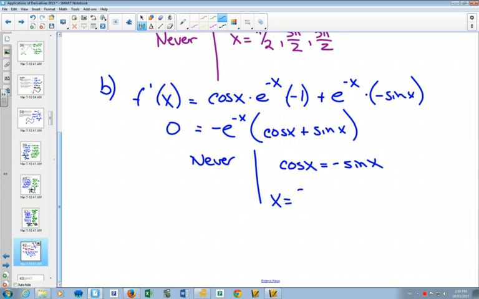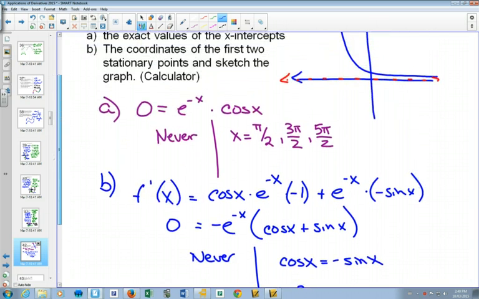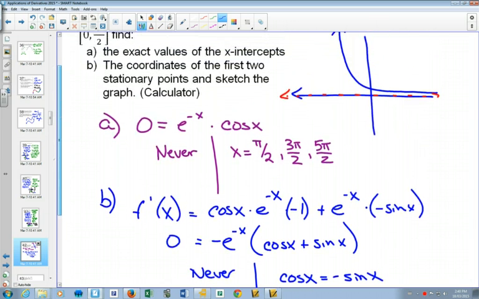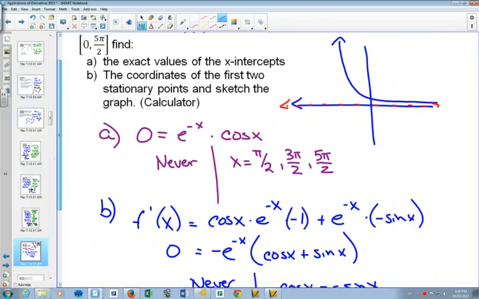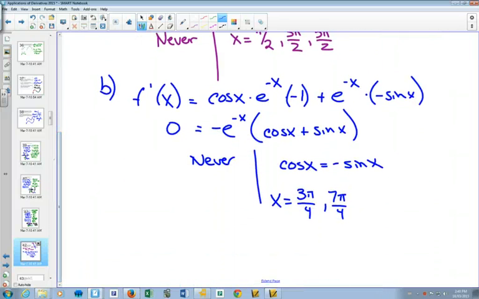If we're doing that, we get 3 pi over 4 and 7 pi over 4. In the range that we were actually doing, it asked us to find just the first 2 stationary points, so that would be enough. Up to 5 pi over 2, would we have any more of those? 5 pi over 2 just goes to quadrant 1 again. So those would be the only 2 in the domain that we're asked to find.